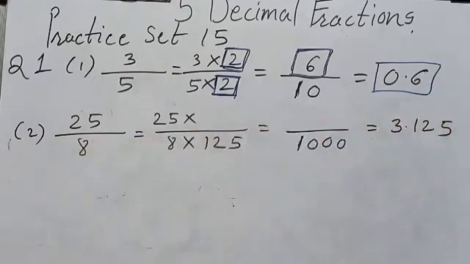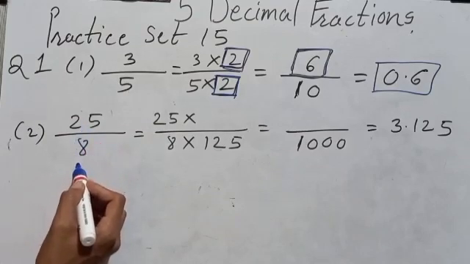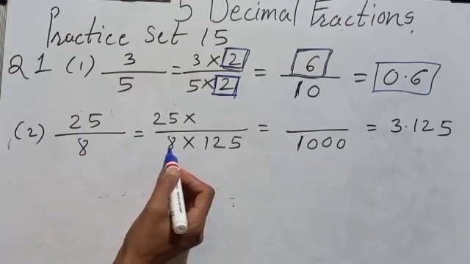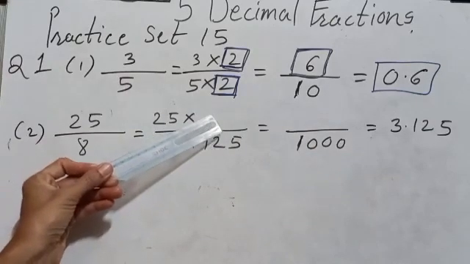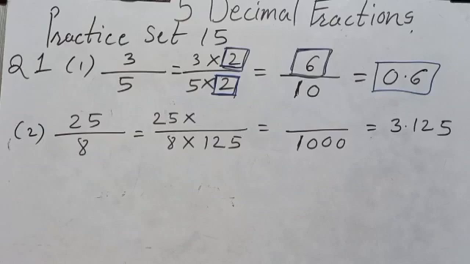Now see what is given here. 25 upon 8. In the next step they have given, they multiplied 8 by 125. So that denominator came here 1000. Now here we have to write a number. So which number will come?